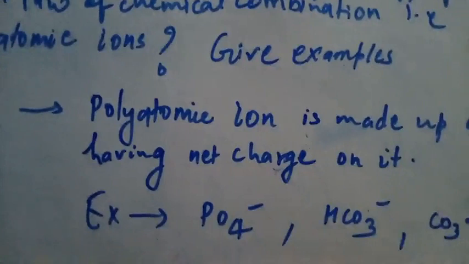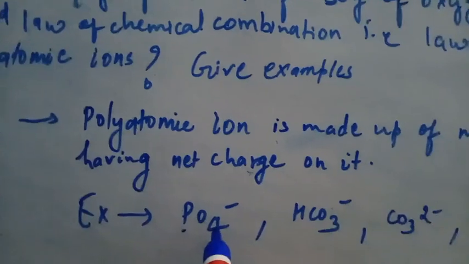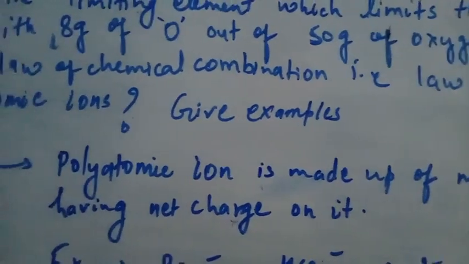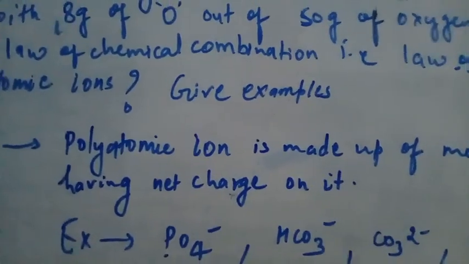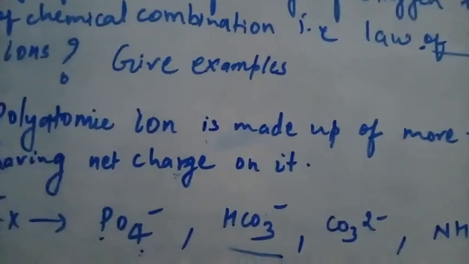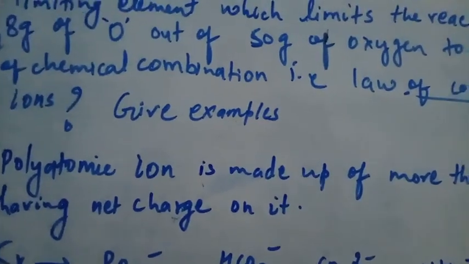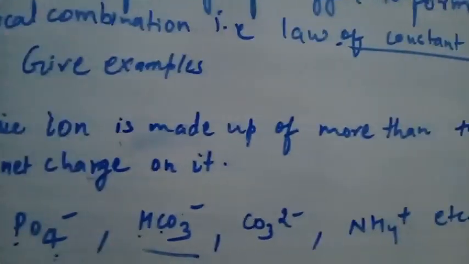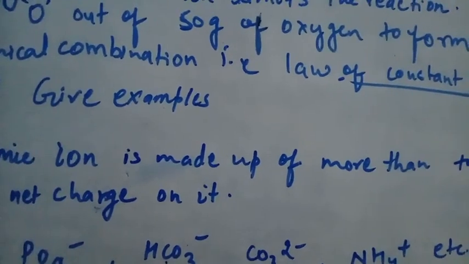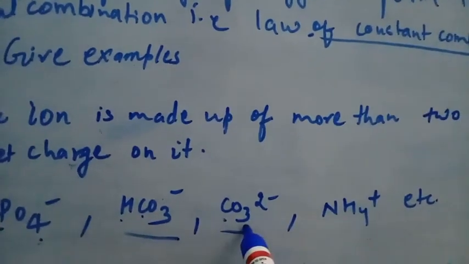Okay, for example, phosphate, PO4. Here you can see 1 atom of phosphorus and 4 atoms of oxygen having a net negative charge on it. Similarly, the hydrogen carbonate ion, where you can see 1 hydrogen, 1 carbon and 3 oxygen, a total of 5 atoms, having one net negative charge on it. Similarly, the carbonate ion has 2 net negative charges, and it is made up of 4 atoms, that is 1 atom of carbon and 3 atoms of oxygen.